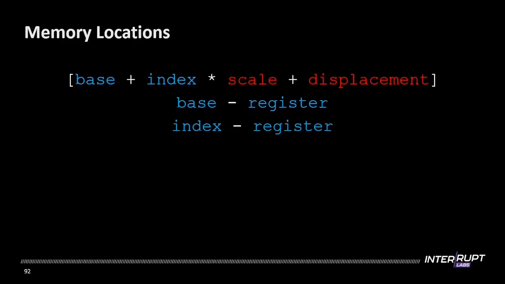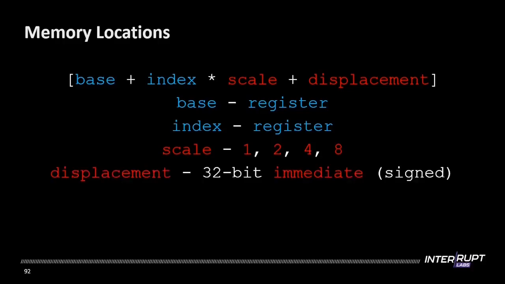Base and index are both general purpose registers. Scale can be either 1, 2, 4, or 8, and displacement can be any signed immediate up to 32 bits. It's important to note that you don't have to use the entirety of this equation, so you can remove basically any parts of it. So you could just have the base, or the base plus displacement, or the index multiplied by the scale, or whatever.